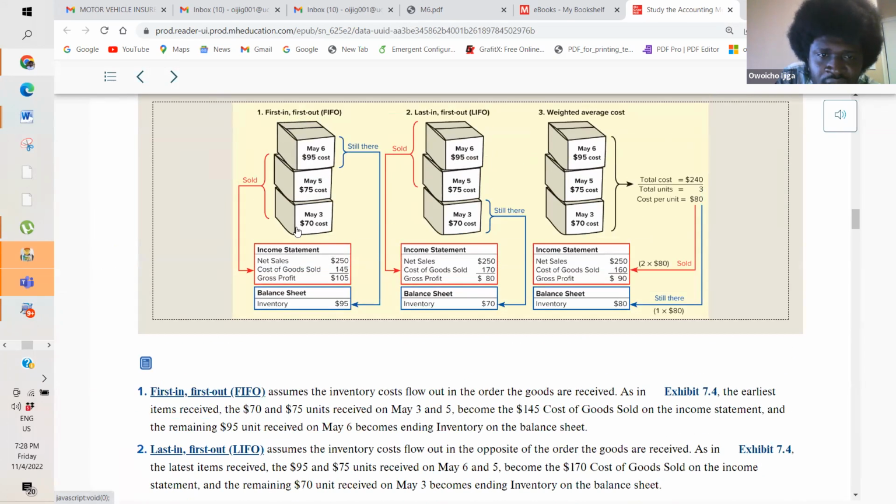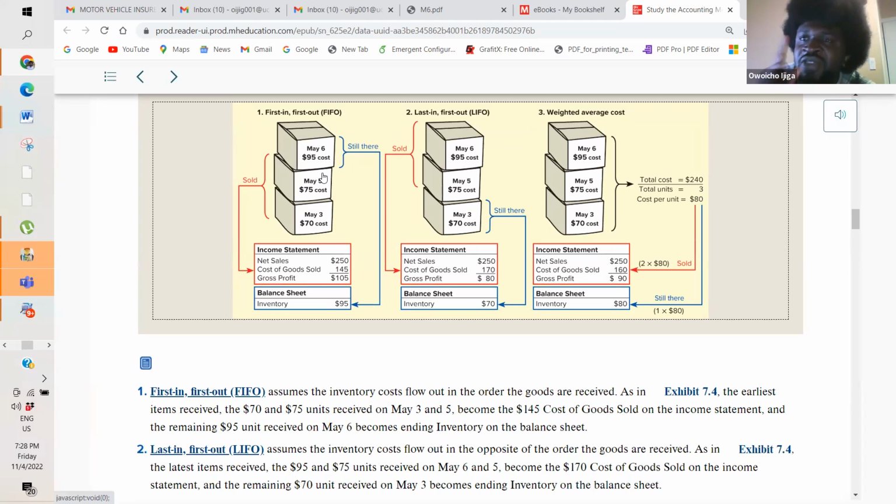On May 3rd, I bought some inventory at this cost. It cost me $70. On May 5th, I bought another inventory. It cost me $75. On May 6th, I bought another inventory. It cost me $95.